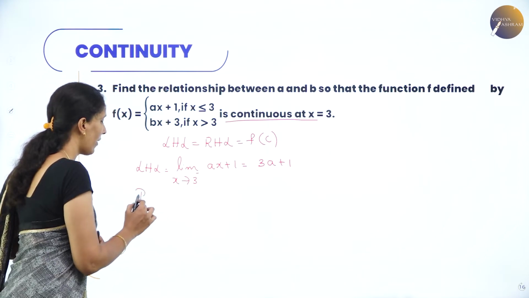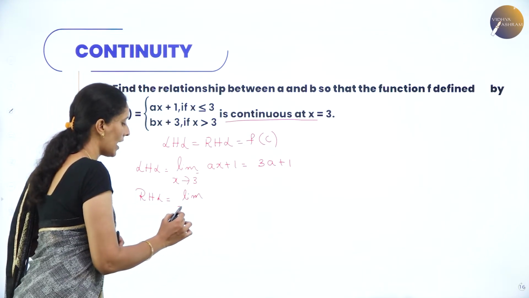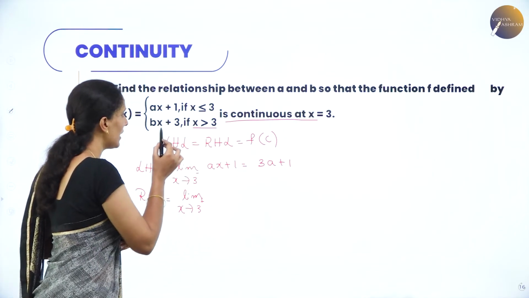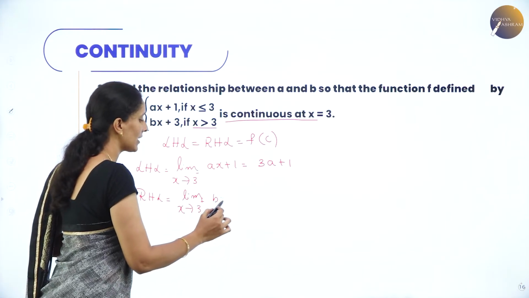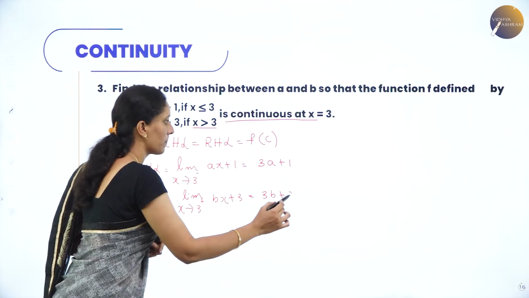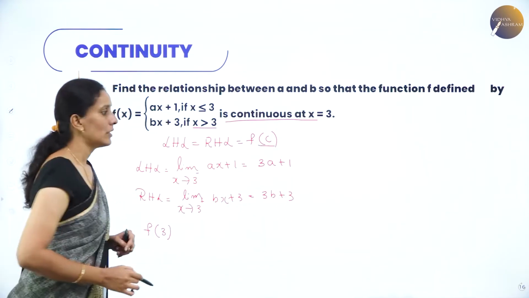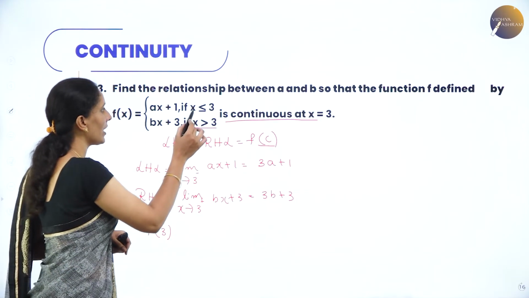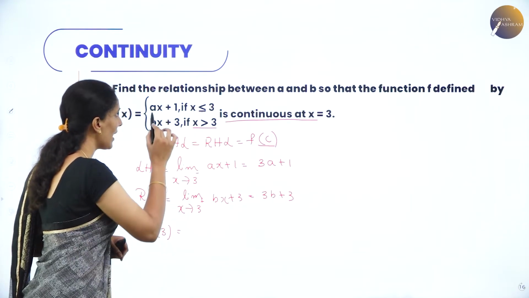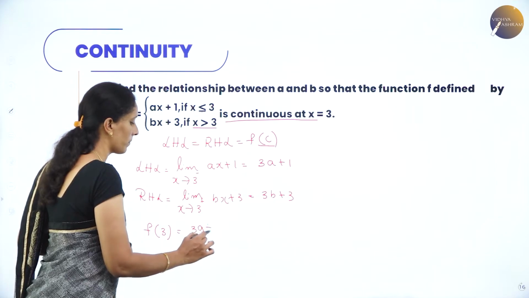And what is the right hand limit? The limit of the function as x tends to 3 plus. Whenever x is greater than 3, the function is defined as bx plus 3. So therefore this is 3b plus 3. And what is the value of the function, that is f of 3? Whenever x is equal to 3, the function is in the form of ax plus 1, which can be written as 3a plus 1.